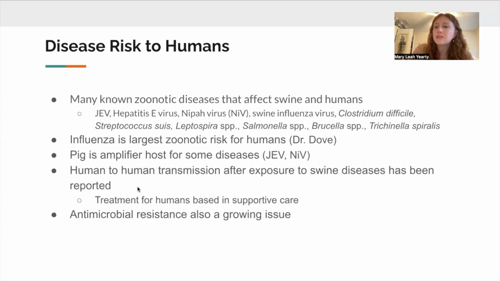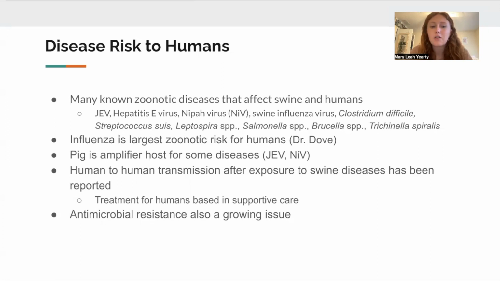So, what's the disease risk to humans? Obviously, there's quite the economic risk to us, but there are also a lot of known zoonotic diseases that affect swine and humans. And here are some examples. I know Lizzie's talked about a lot of these, but according to Dr. Dove, influenza is the largest zoonotic concern for humans.